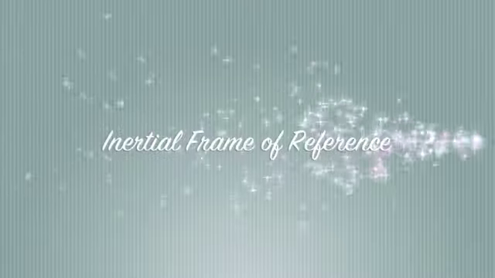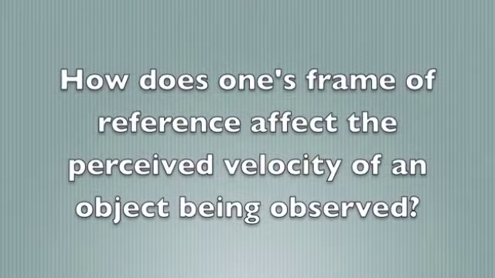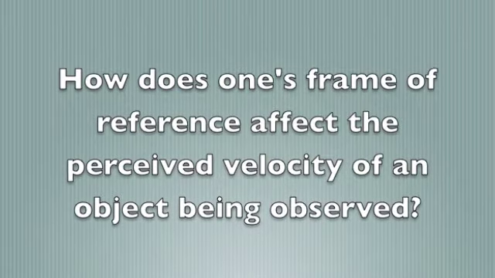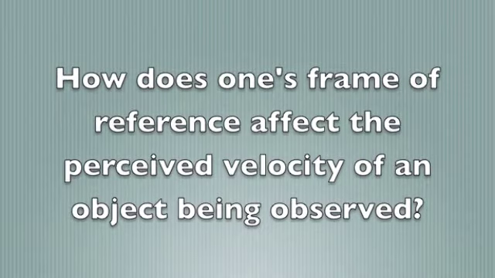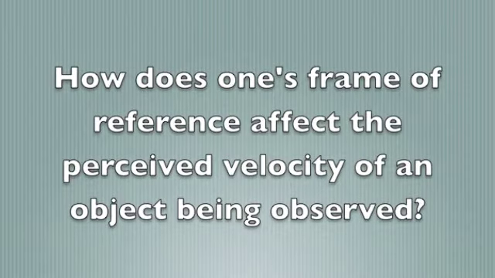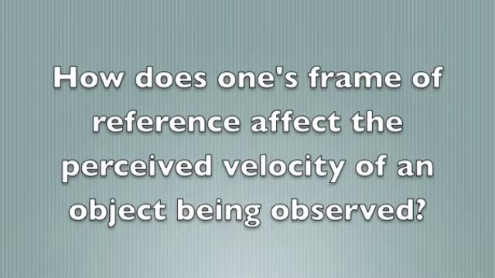As long as you're not accelerating, the spot at which you are measuring the velocity from can be considered your frame of reference. This is also known as your initial frame of reference. Now let's use a real-life example to illustrate our previous demonstration, and also answer the question of how does one's frame of reference affect the perceived velocity of an object being observed.